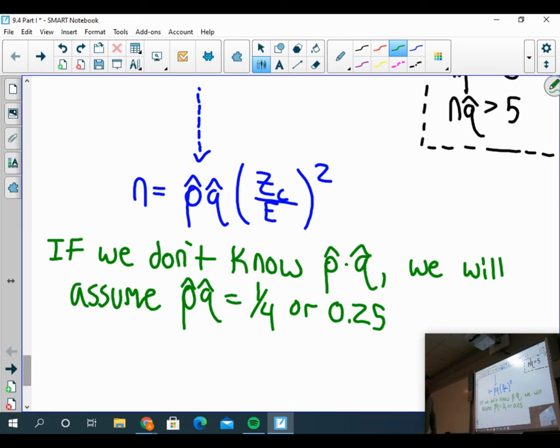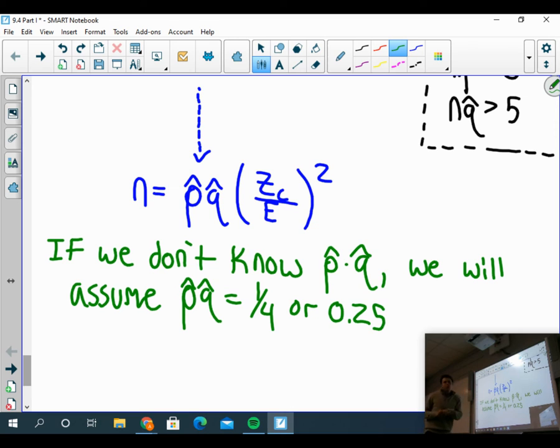Again, we won't always know p hat and q hat when we're trying to come up with a minimum sample size. If we don't, we will assume p hat times q hat equals 1/4, or 0.25. The logic here is that the largest value p hat and q hat can be when multiplied together is 0.5 times 0.5, which equals 0.25. Okay? It's the largest it could be.